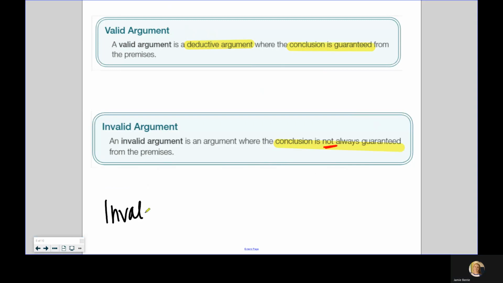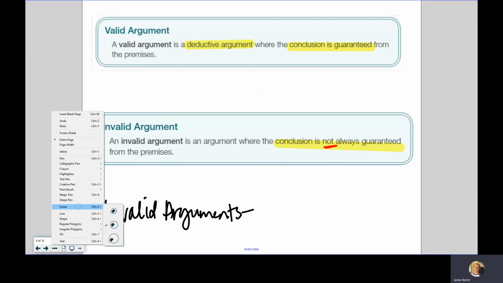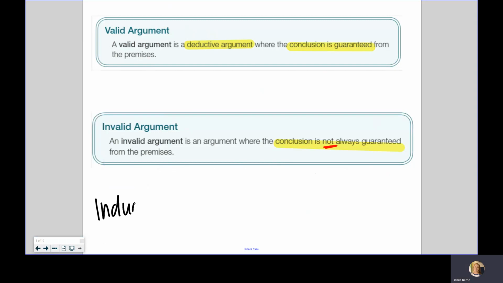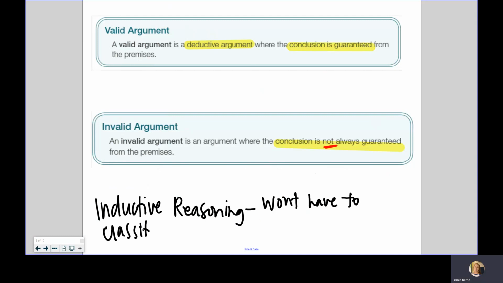So for invalid arguments, you don't have to worry about classifying those as valid or invalid. Let's say it this way. I wrote the wrong thing here. Let me try again. I meant to write inductive. All right, so for inductive reasoning, you won't have to classify as either valid or invalid. So you won't have to worry about classifying an inductive argument as either valid or invalid. And I'll show you what that means in the next example. All right, so valid arguments are deductive arguments where the conclusion is always guaranteed.